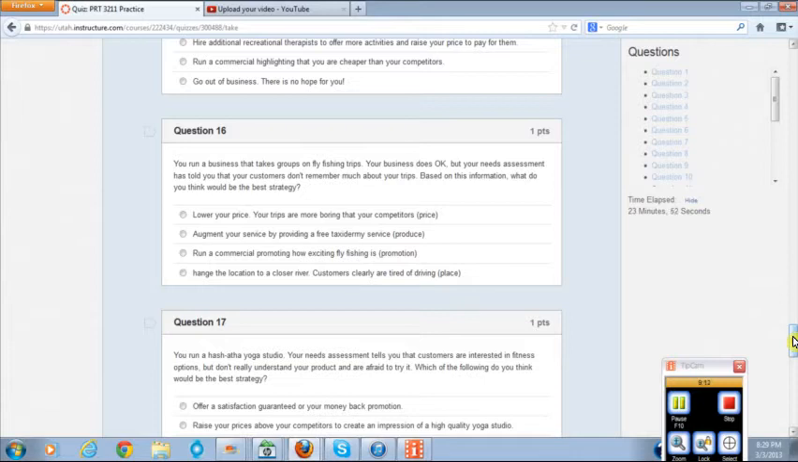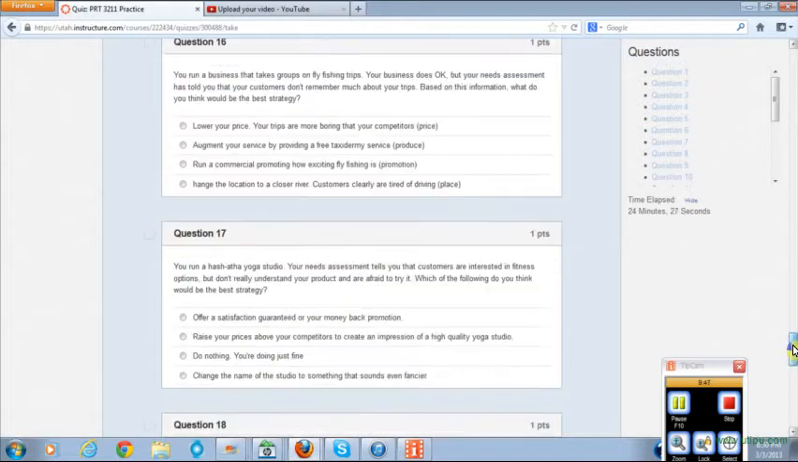Augment your service by providing a free taxidermy service. This is a product, not a promotion. Sorry, I should have proofread this. This is a product decision, okay? You said your needs assessment customers don't remember your trips. Let's help them remember it. Let's provide them a stuffed fish when they leave so that they can remember it. This is a great strategy. We talked about this being augmentation. We talked about 5 different places you could augment your product: anticipation, travel to, during the event, travel from, and recollection. This is recollection. Great product strategy.